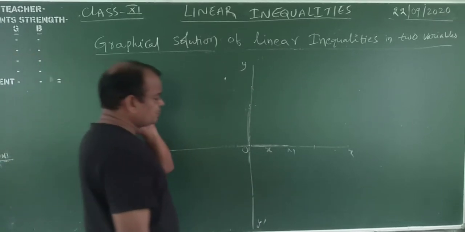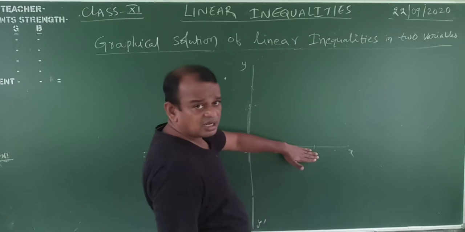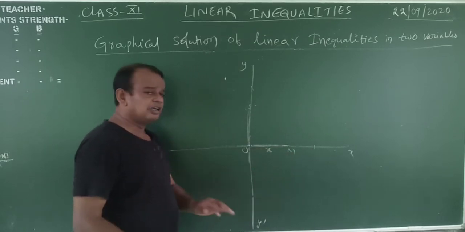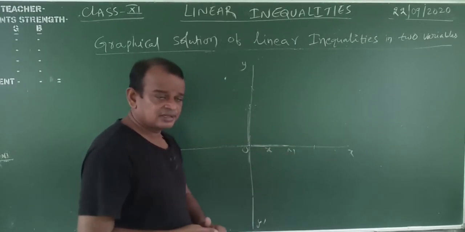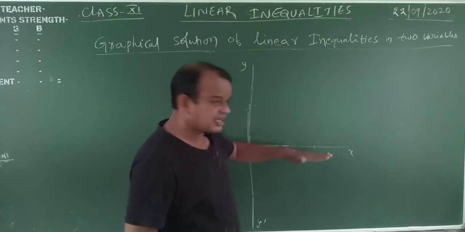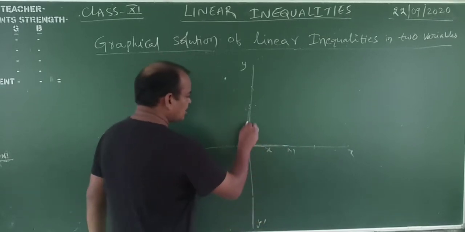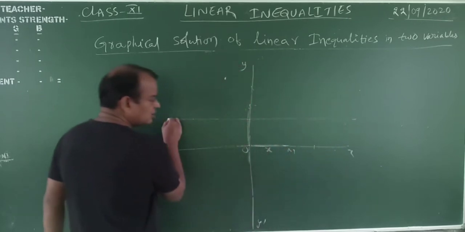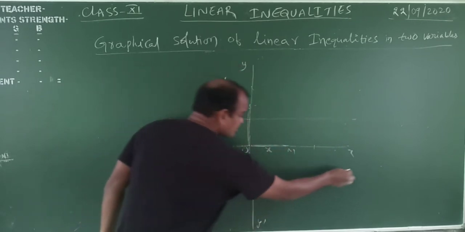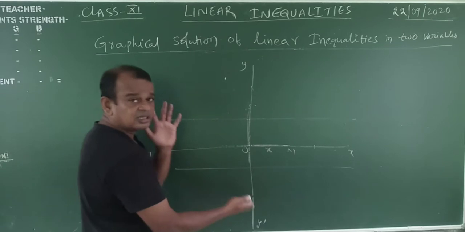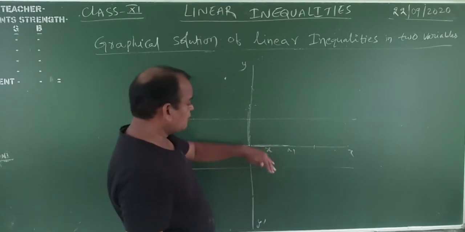Suppose this is the x axis, which is nothing but the horizontal line. How many lines can we draw parallel to the x axis? Infinitely many. These are horizontal lines. This is a horizontal line, and this is also horizontal. How many lines can we draw? Infinite lines, above the x axis and below.